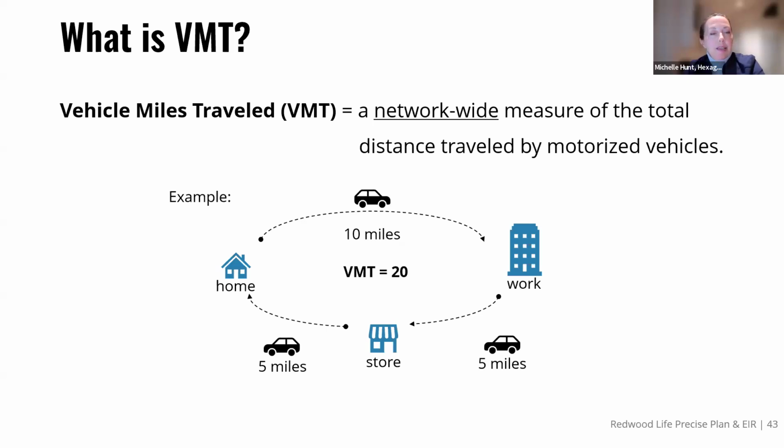So VMT, again, this is vehicle miles traveled. So this is a total network-wide measure of the total distance traveled by motor vehicles within a certain area or vehicle trips generated by a specific project. So in this example, if there is a resident who goes from home to work, travels 10 miles, and then on their way back, they stop at a store, and then they go back home, that's 20 miles of travel there. So the VMT would be 20. It's that simple. So next slide.